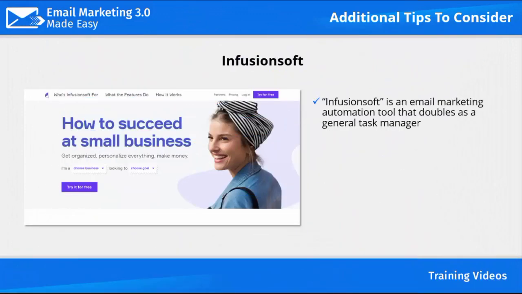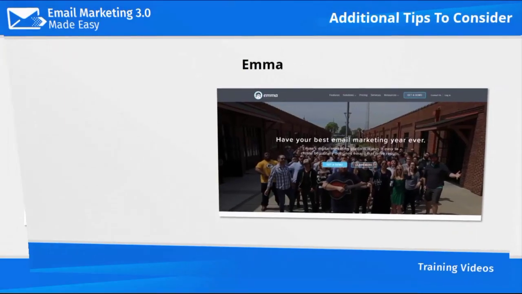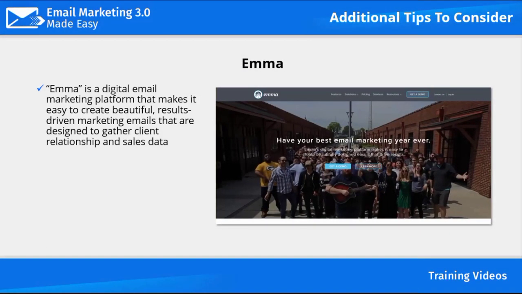Infusionsoft. Infusionsoft is an email marketing automation tool that doubles as a general task manager. That means that besides automating your drip email campaigns, it will also allow you to manage daily campaign to-dos and appointments, and it will also inform you about which contacts you will need to follow up on at any given time.